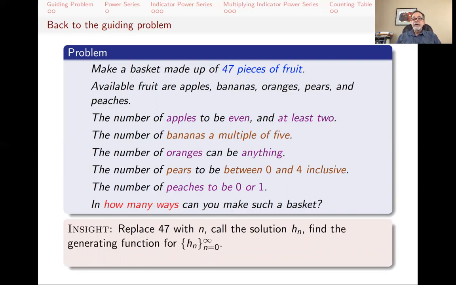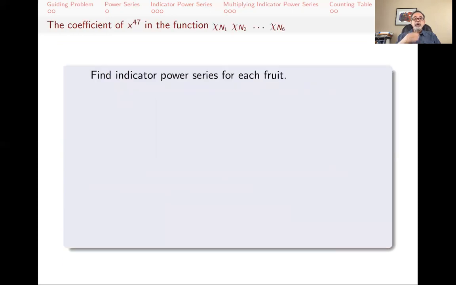And so then we want to find the generating function for this infinite sequence. And this is the product of indicator generating functions by our theorem, because we are finding a sub-multiset of a multiset with 5 types of elements and with infinite repetition numbers. Okay, so we have to find the indicator power series for each fruit. And for the apples, we have x squared over 1 minus x squared.